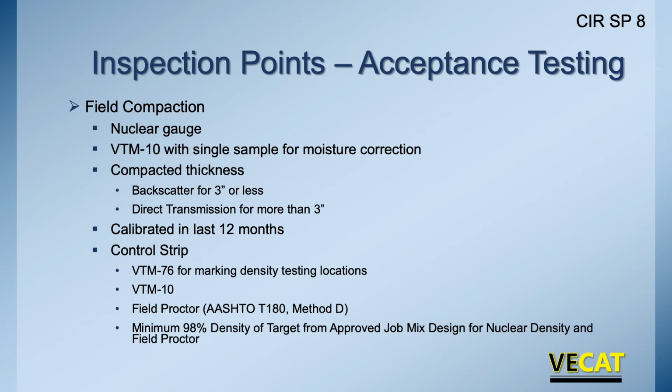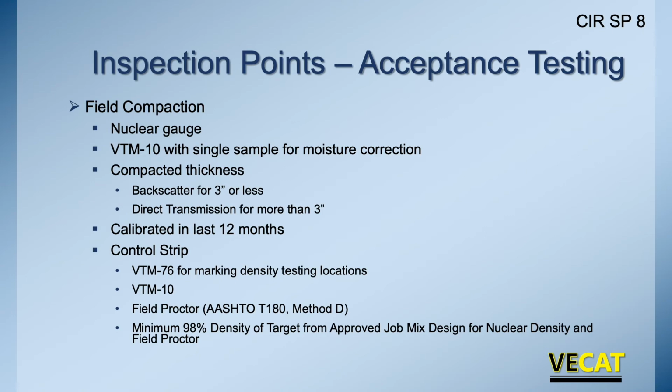We're following VTM 76 for marking density testing locations. So you have VTM 76 in your package that talks about how that is done. We follow VTM for the testing itself. We're going to do a field proctor from AASHTO T180 Method D, because we want to check that material in the field with a proctor to see what it is compared to what was mixed design, compared to what we're actually getting in the field to make any adjustments.